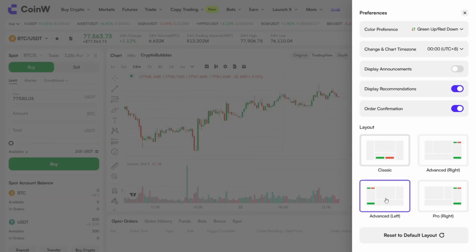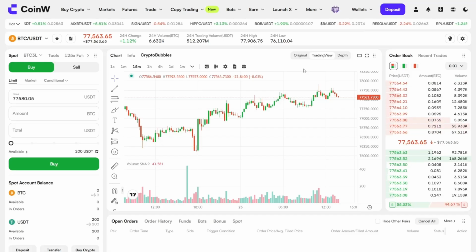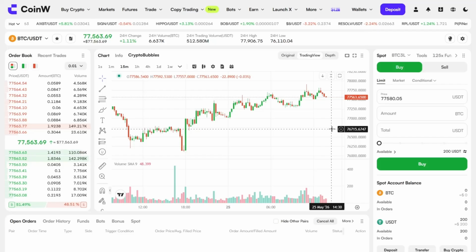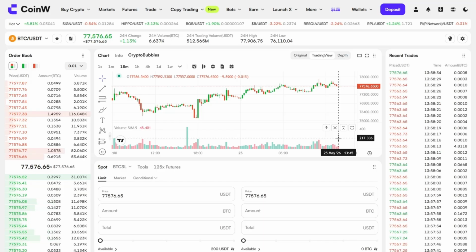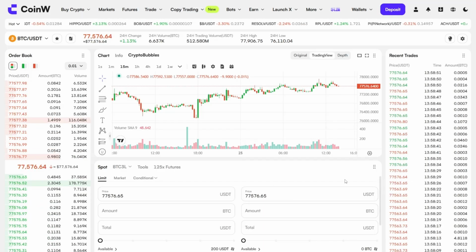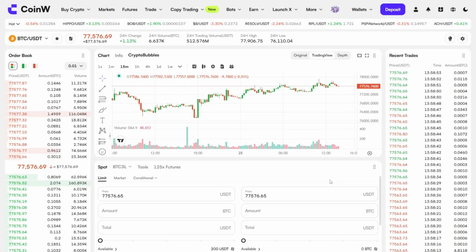We have advanced left, advanced right, and classic. There's no right or wrong answer here. It really just depends on what layout you are most comfortable with.